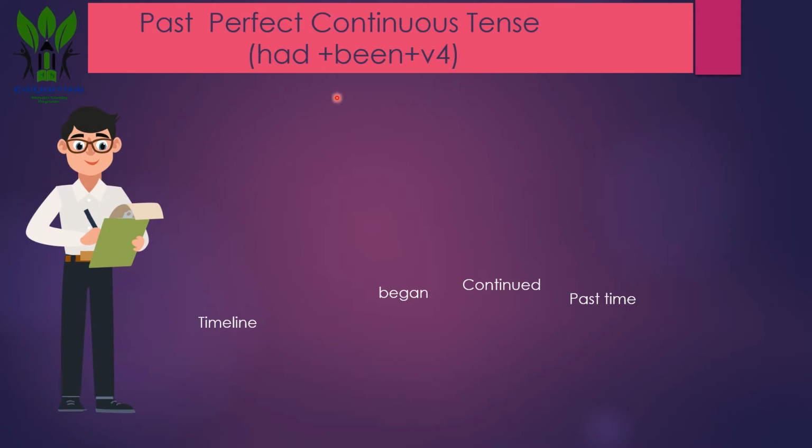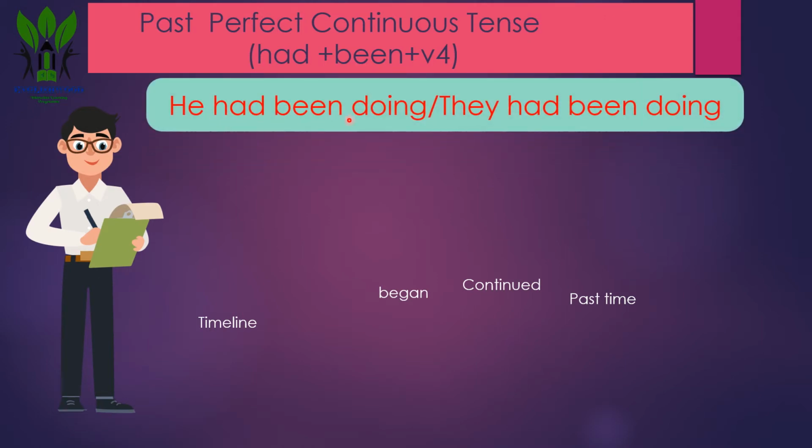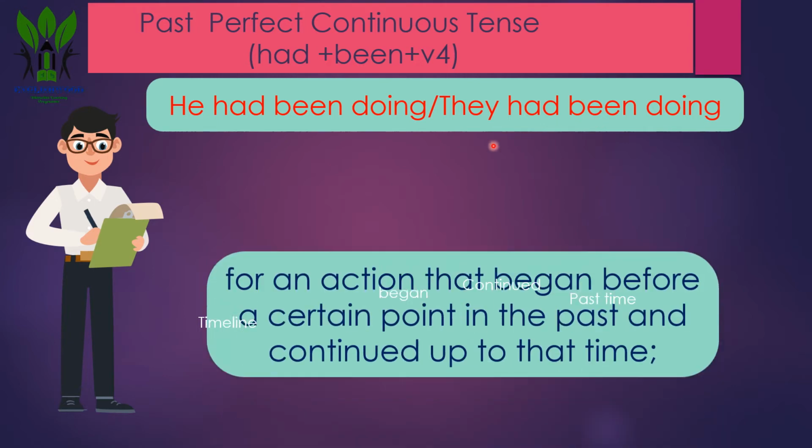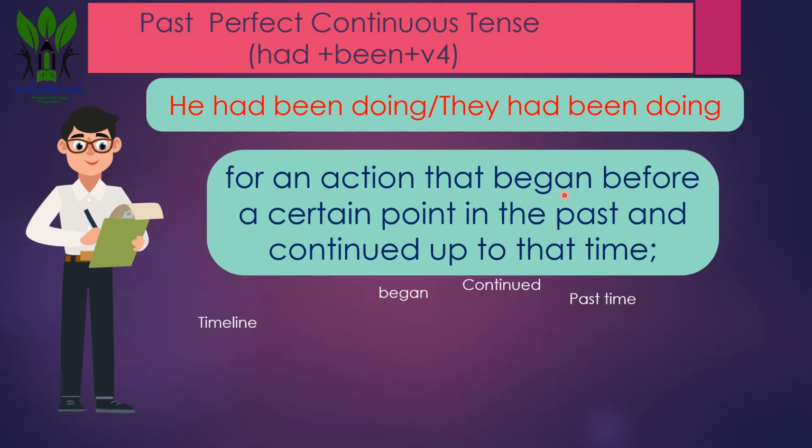Past perfect continuous tense: had been plus verb 3. He had been doing, they had been doing, etc. It is used for an action that began before a certain point in the past and continued up to that time. If it is a timeline, then it began somewhere here and was continuing up to here. So the action began before a certain point in the past and continued. To express this, we use past perfect continuous tense.